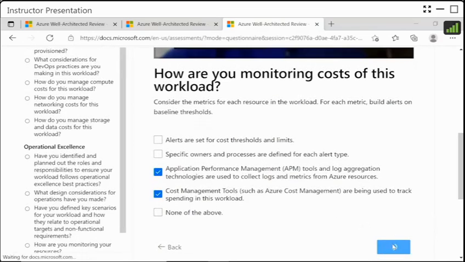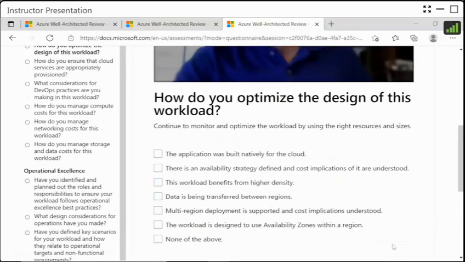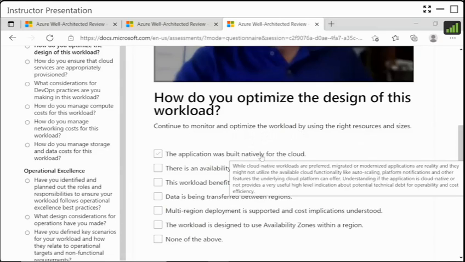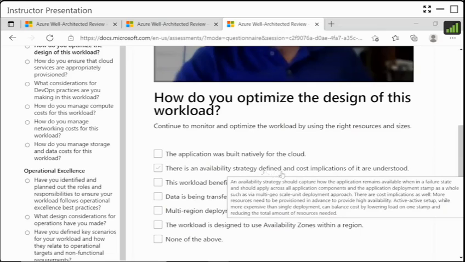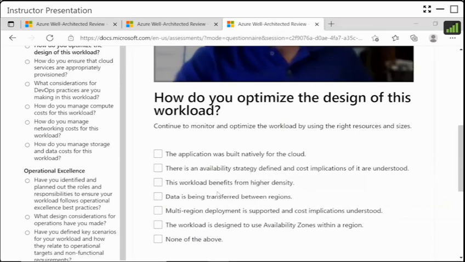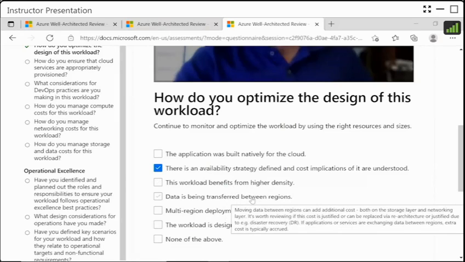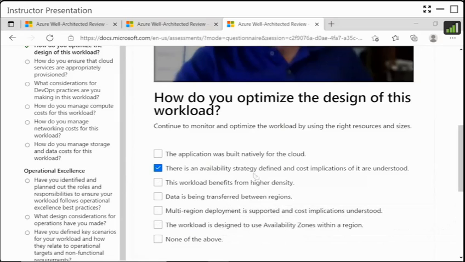And so you see you're just walking through this process of indicating what you have and have not done in terms of architecting your workload. How do you optimize the design of this workload? Do you continue to monitor and optimize the workload by using the right resources and sizes? Was the application built natively for the cloud? No. Is there an availability strategy defined and cost implications of it are understood? Yes. Does this workload benefit from higher density? No. Data is being transferred between regions? No. The workload is designed, no, I'm not doing any of these things, right?